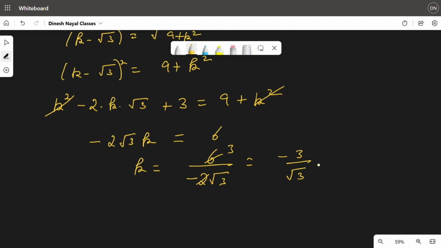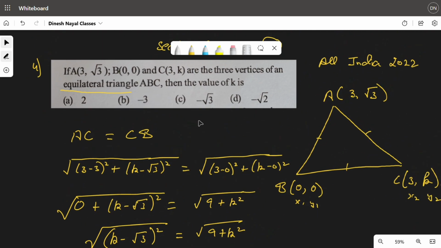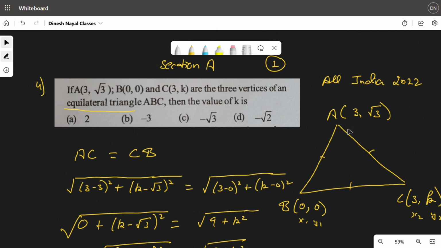Now we have to rationalize this, because we cannot keep our answer in this form. Rationalizing means dividing and multiplying by root 3. So this will be minus 3 root 3, and root 3 into root 3 is again 3. 3 and 3 will get cancelled out. So k is minus root 3. If we go to the answer, we see that part C is the correct answer.